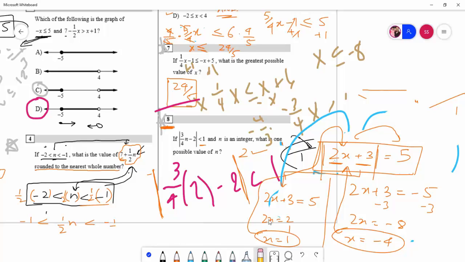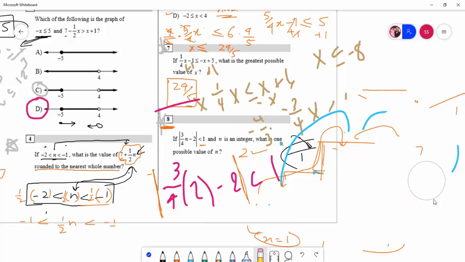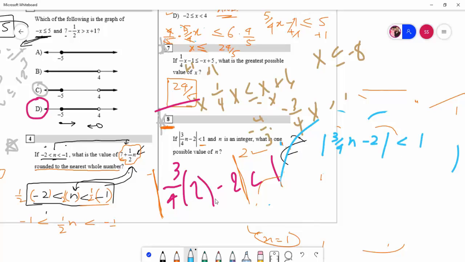So this was about equations. Now let us extend this to inequalities. Let us take the inequality in the question: the absolute value of 3 over 4n minus 2 is less than 1. That means you will have two conditions for n. One will be 3 over 4n minus 2 is less than 1. And the second will be 3 over 4n minus 2 is greater than negative 1. And there's an "and" here, always for the less than or less than or equal to sign.